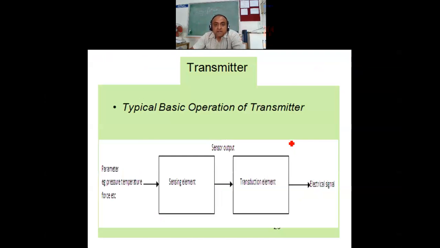Yeah, I think I have a different thing here. Please have a look. I'll try to explain what a transmitter is in one slide. I think you are new to this word, transmitter. A transmitter basically has 2 components: one is a sensing element, another is a transduction element. So the transmitter transmits the signal. That is the meaning.